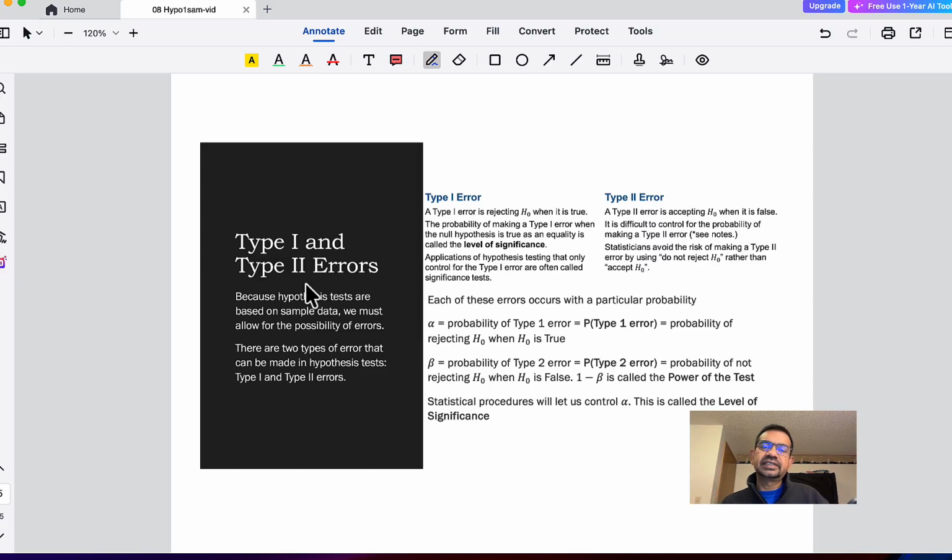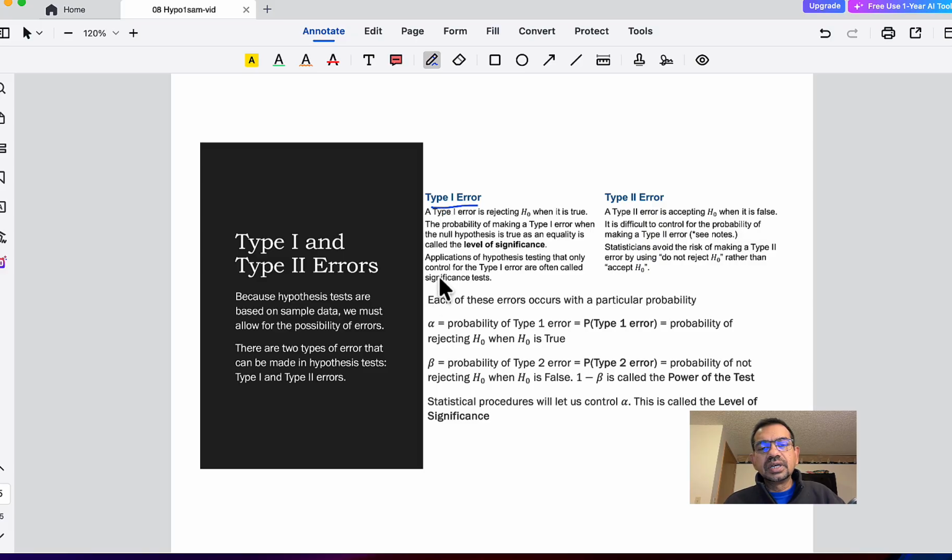If our test says that that is true, then it is a correct finding. But our test could also say that the null is false, even though the null may be true. This is what we call the type 1 error. So type 1 error is the probability of rejecting the null when the null may actually be true.